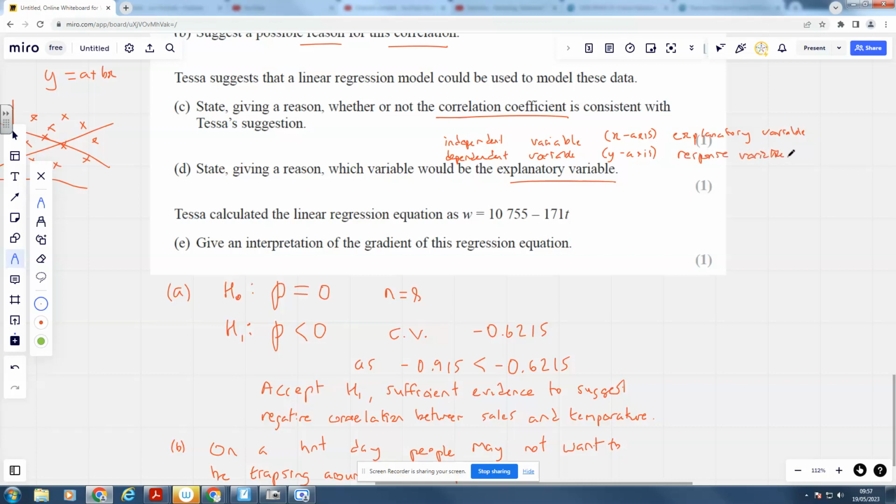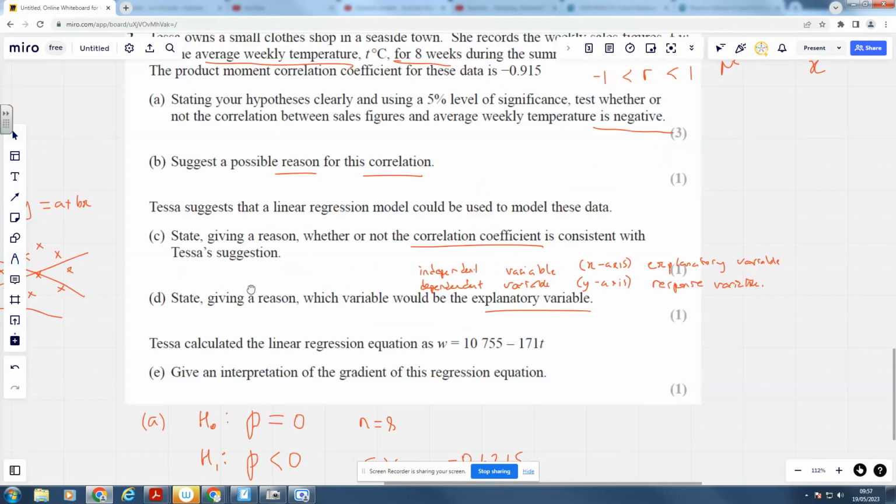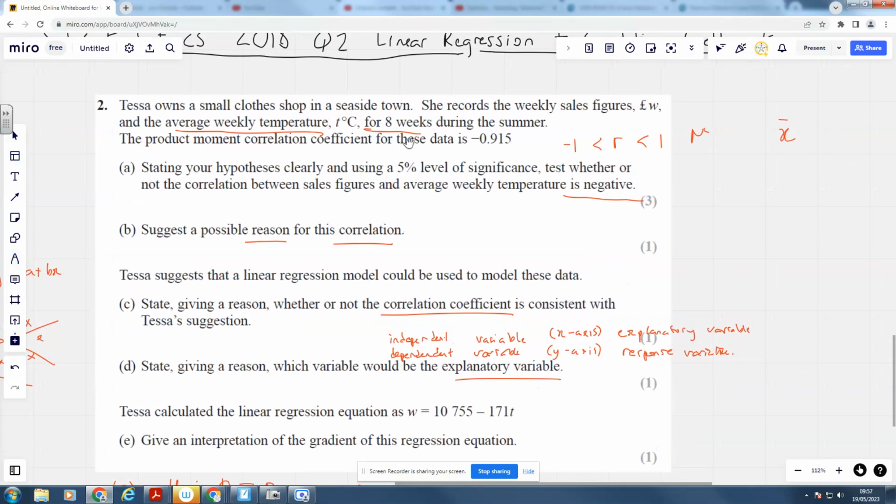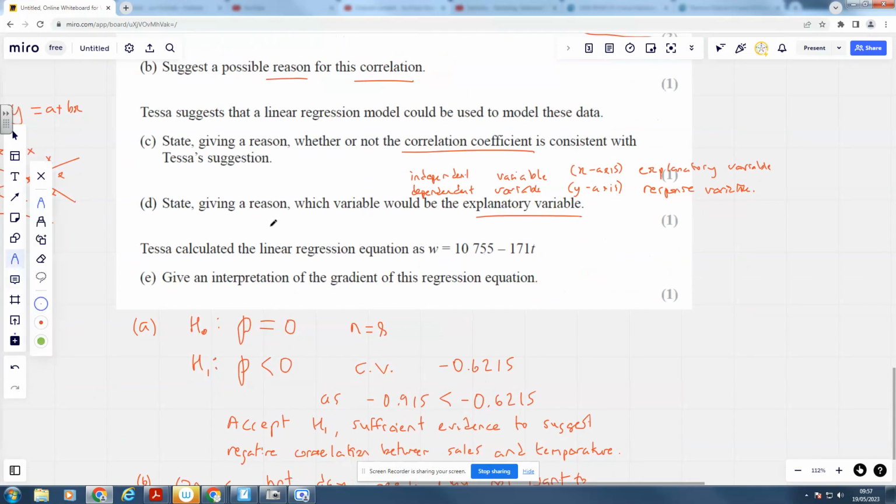So what do we think in terms of our context, where we've got sales and temperature? Does the temperature recorded on a day depend on how many goods are being sold, or do the number of goods being sold depend on how hot it is? Quite clearly, the only way around which makes sense is that temperature is the explanatory variable, as sales depend on temperature.